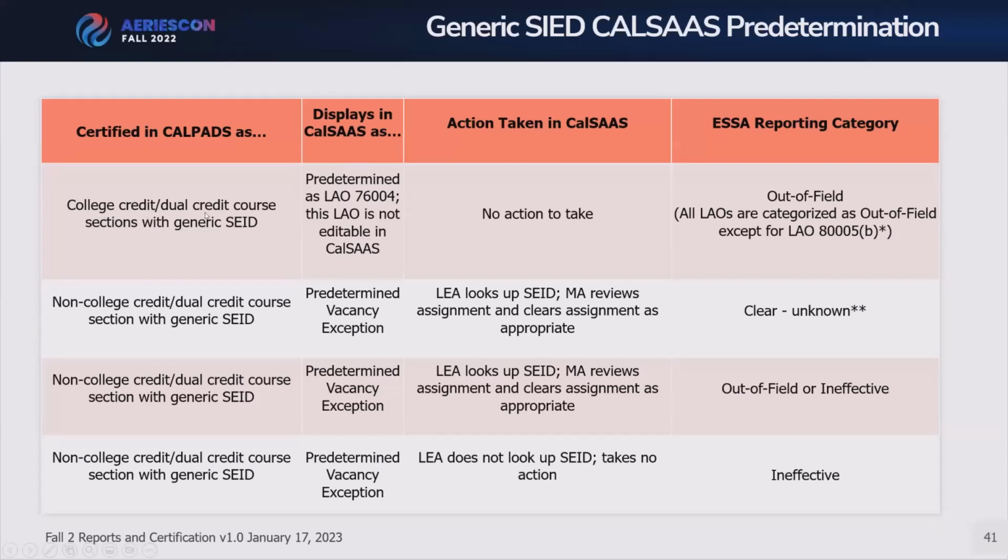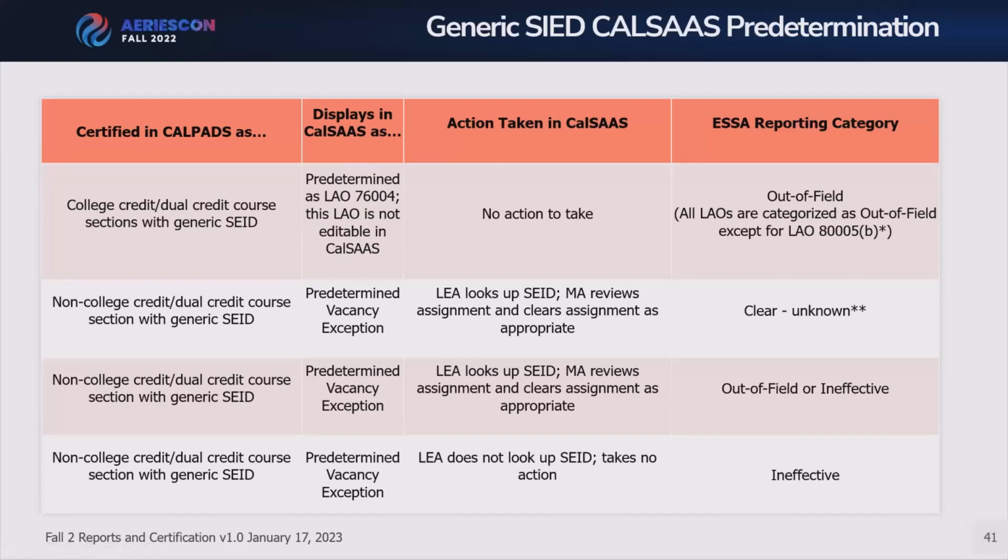So you want to make sure you appropriately report college credit courses. And if you use either a 23 or 24 non-standard instruction level code for a CTE course or the appropriate college course state course code, it's assumed that that staff member is employed under local assignment option 76004.